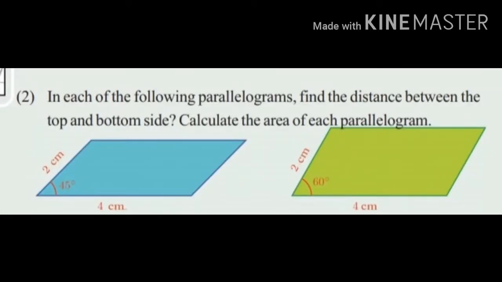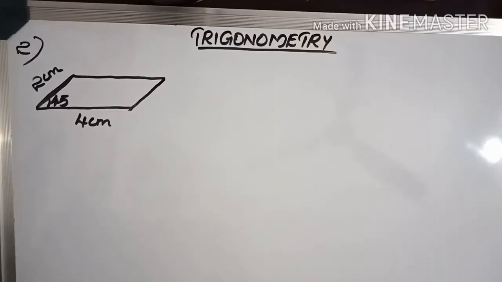Next is question number 2. In each of the following parallelograms, find the distance between the top and bottom side. Calculate the area of each parallelogram. Two parallelograms are given. For the first parallelogram, you have to find the distance between two opposite sides and the area of that parallelogram. This is the first figure given in the question.